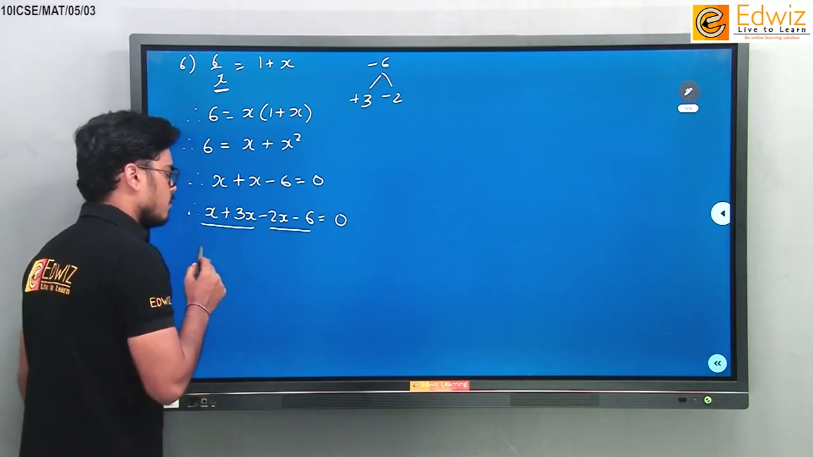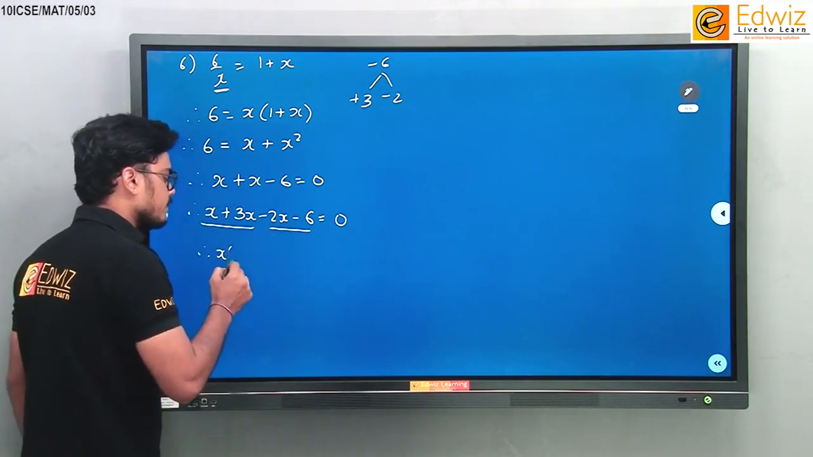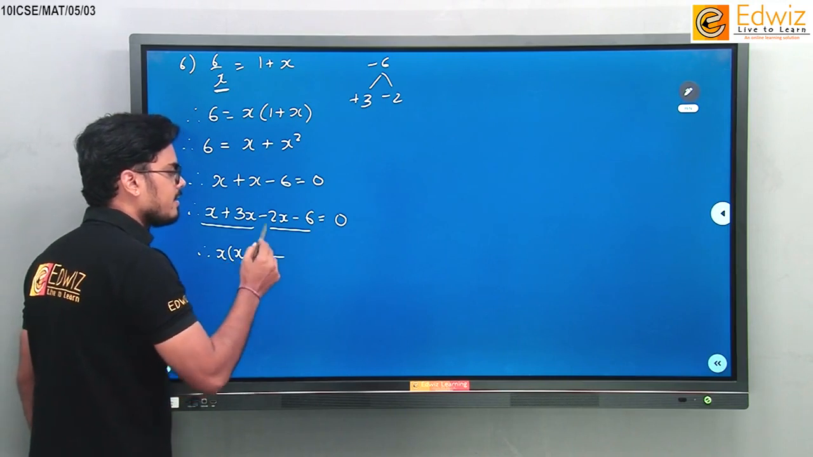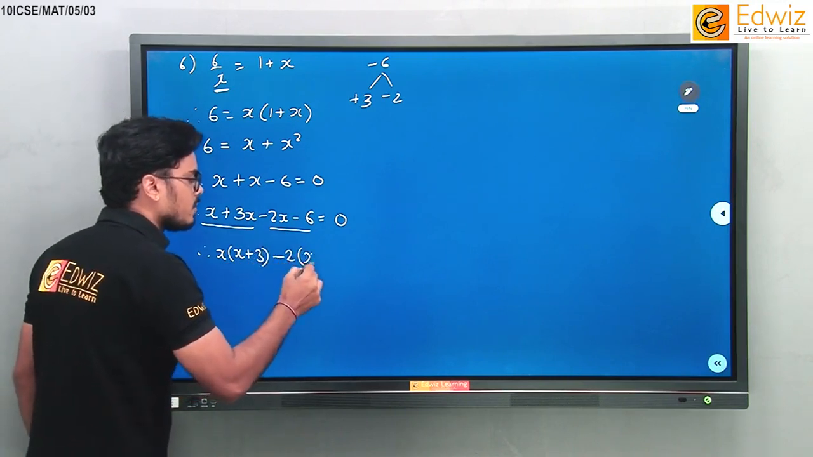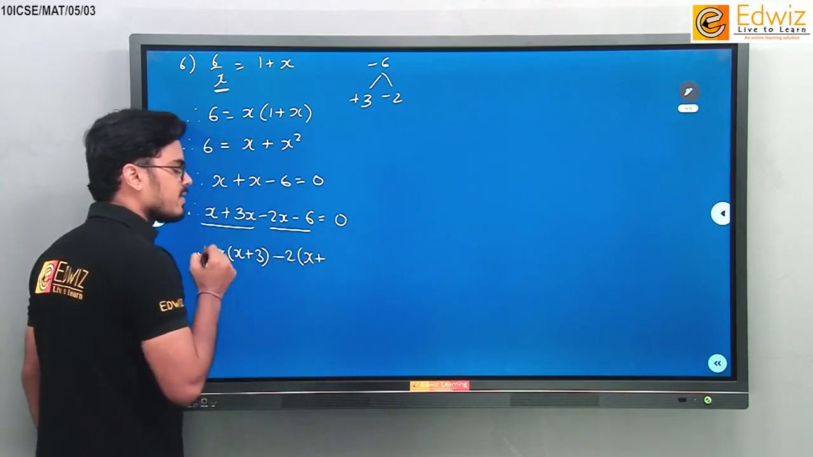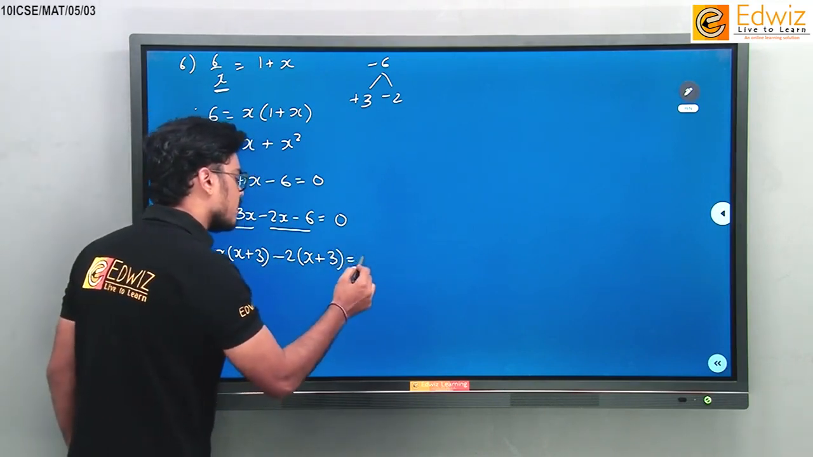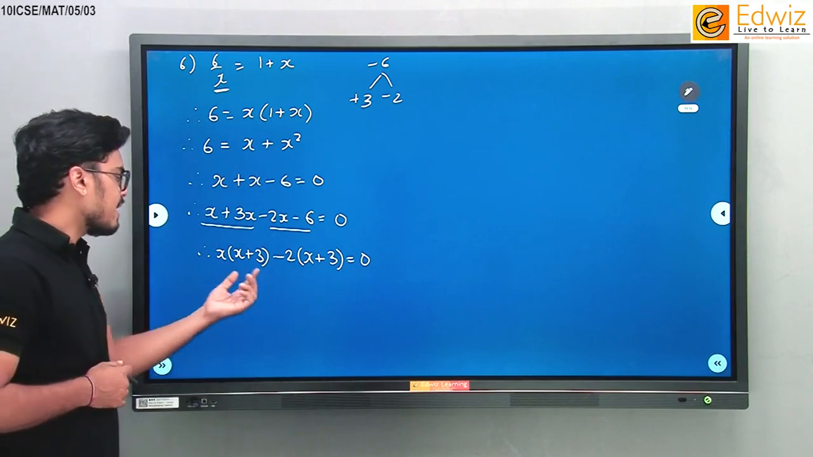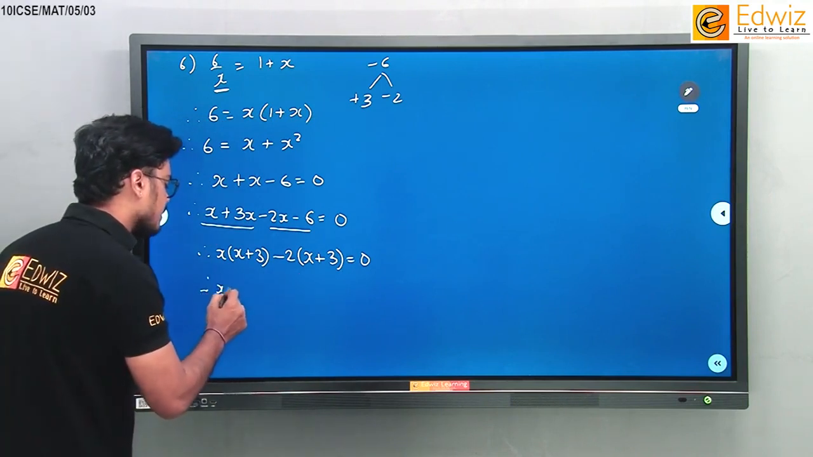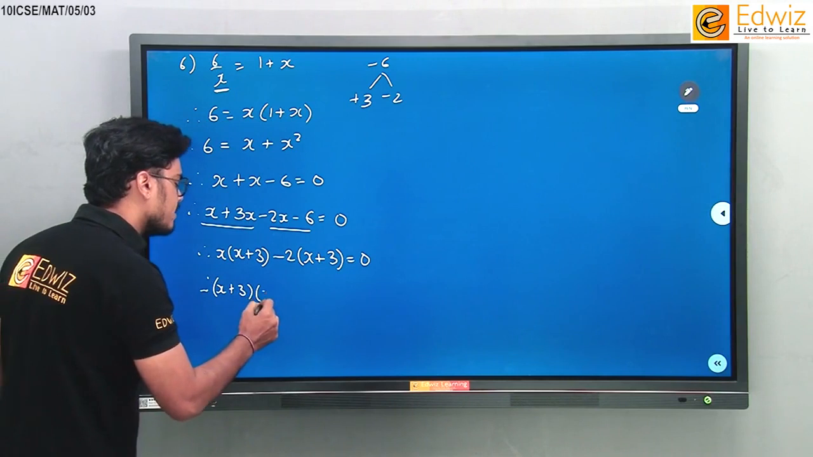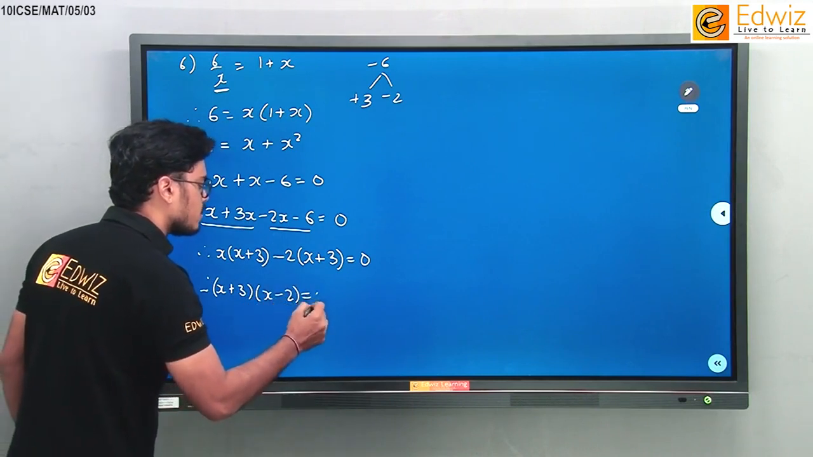Again, by grouping, you can see here x is common and here we can take 2 common. So the sign will now change because we have taken negative 2 outside. Here we will get positive 3 equal to 0. Take this entire bracket common, x plus 3. What will be left behind? X minus 2 equal to 0.